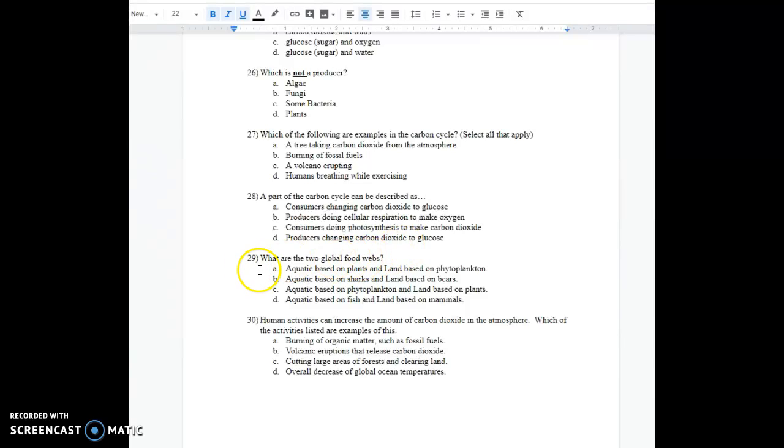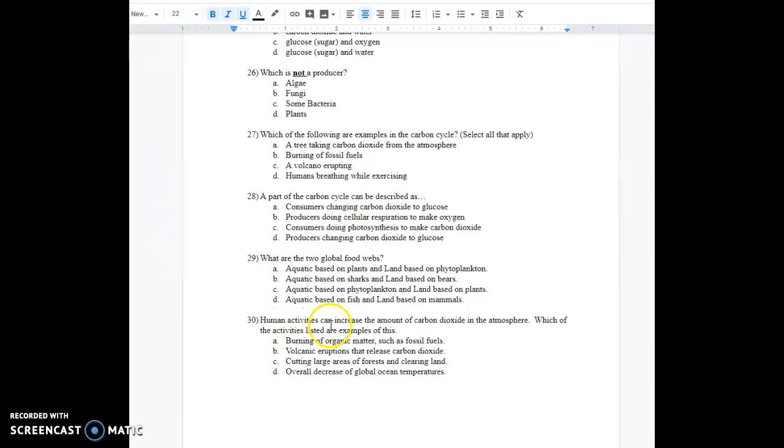29. What are the two global food chains? A, aquatic based on plants and land based on phytoplankton. B, aquatic based on sharks and land based on bears. C, aquatic based on phytoplankton and land based on plants. D, aquatic based on fish and land based on mammals.